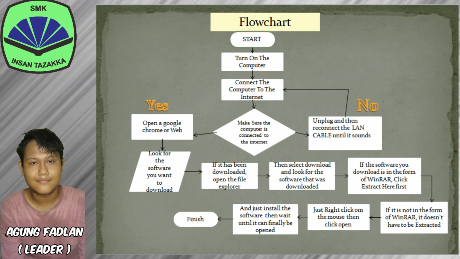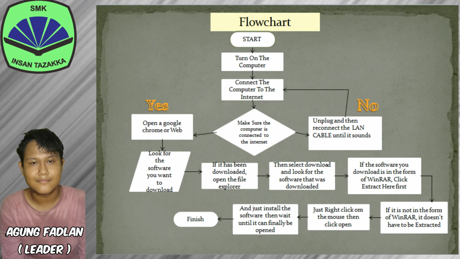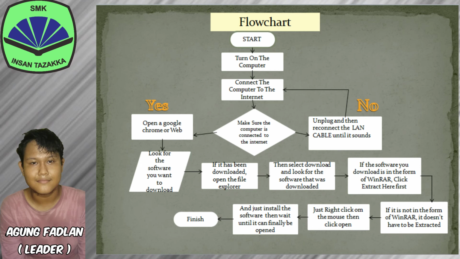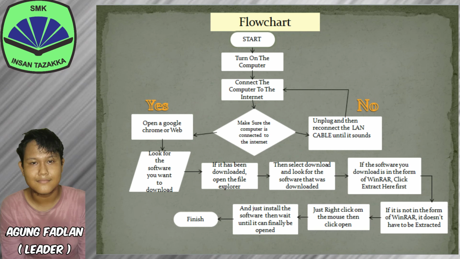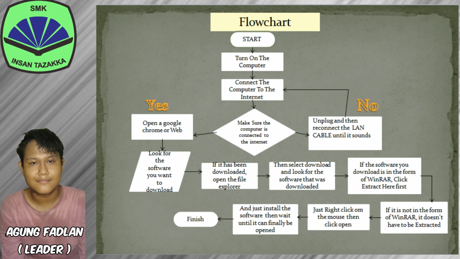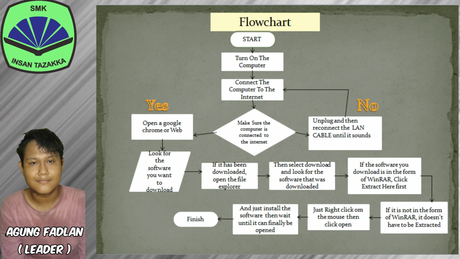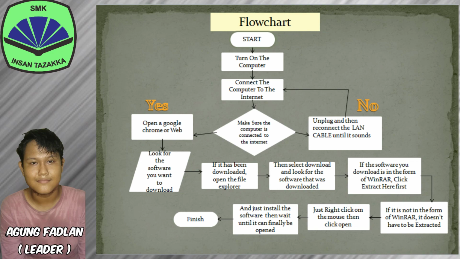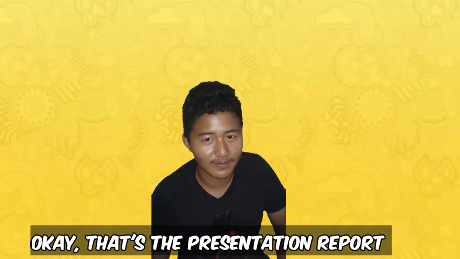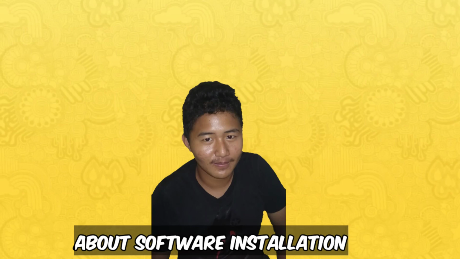If it has been downloaded, open File Explorer, then select Download and look for the software that was downloaded. If the software you downloaded is in the form of WinRAR, click Extract here first. If it is not in the form of WinRAR, it doesn't have to be extracted. After that, just right-click on the mouse, then click Open and install the software, then wait until it finally opens and finishes. Okay, that's the presentation report about software installation from our group.